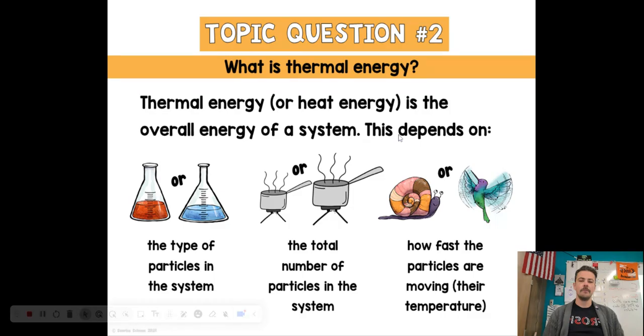Topic question number 2. What is thermal energy? Thermal energy, or heat energy, is the overall energy of a system. This depends on the type of particles in the system, the total number of particles in the system, and how fast the particles are moving, their temperature.